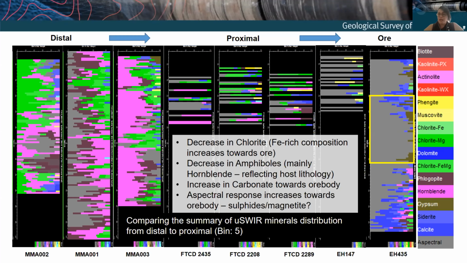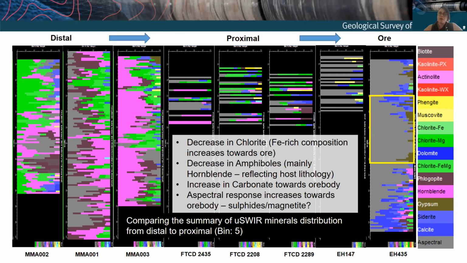There's a decrease in the amphibole group, which is predominantly hornblende, and having a better understanding of the lithology helps us control and understand that, well, actually, it looks like it's dropping out towards ore, but actually the lithology is just changing. There's an increase in carbonate towards the ore body. In this slide, it's not too obvious because predominantly the holes in the middle were only subsampled, but as you can see, it's going towards the ore body and it's also surrounding ore in the last drill hole.